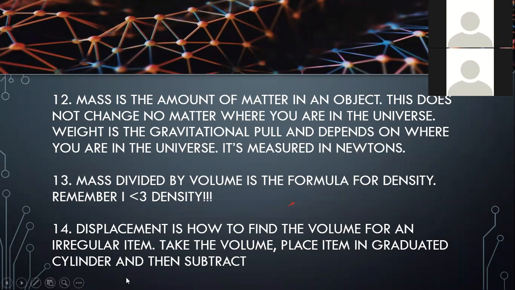Moving on. So 12. 12 is mass. It is the amount of matter in an object. If we compare that to weight, weight is the gravitational pull, and it depends on where you are in the universe. So mass is going to be measured in grams or kilograms, while weight is measured in newtons. Your mass does not change no matter where you are in the universe.